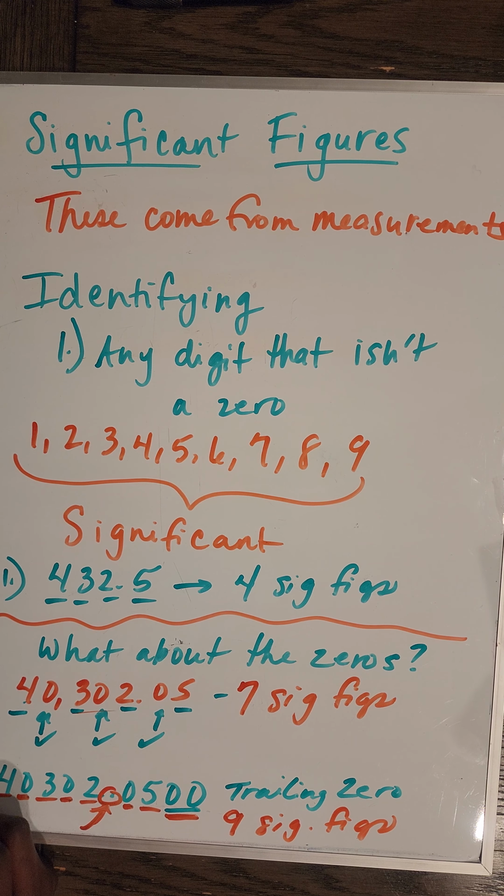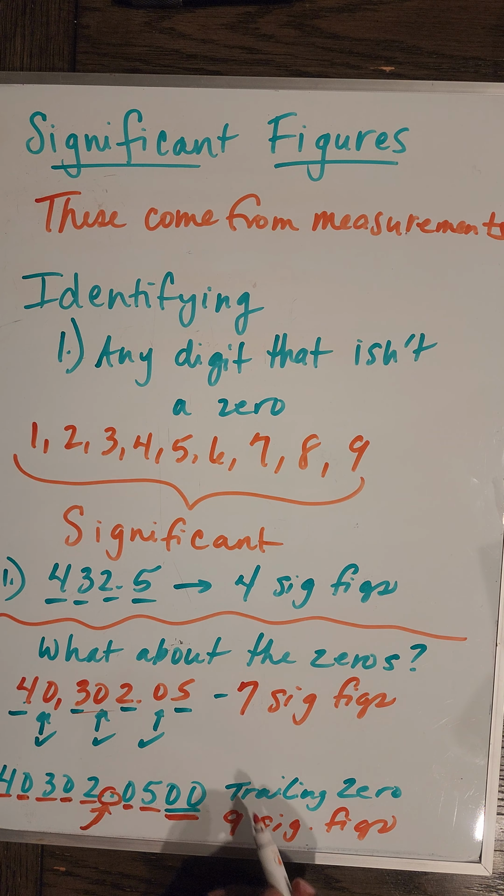Now if there are zeros in the front, this is a bonus. If there are zeros in the front, those zeros are never significant. I guess you can call these leading zeros and call those trailing. Leading zeros are never, ever significant.